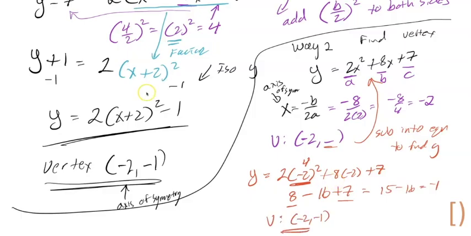Two ways to do it. You can either complete the square and get the vertex, which is the more proper mathematical way. I always just found the x in the vertex and then substituted in to find the y.